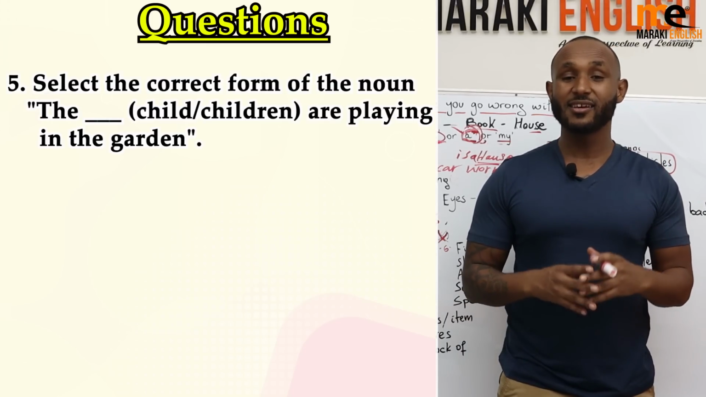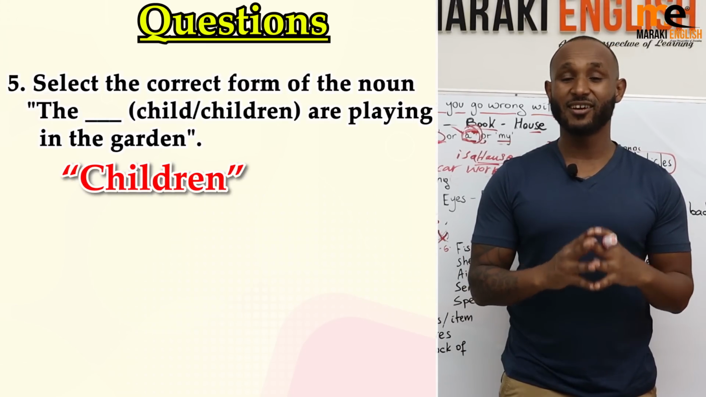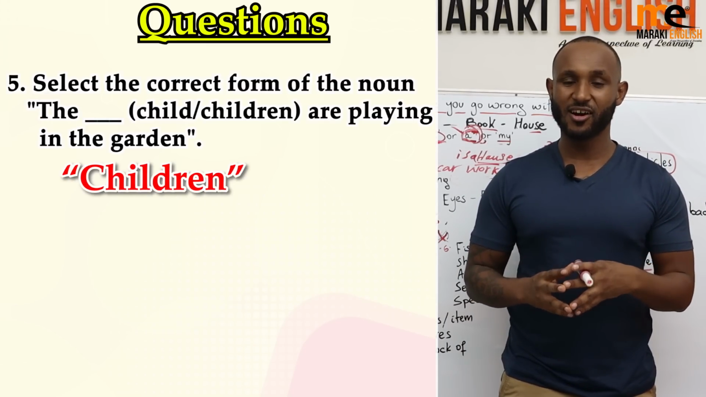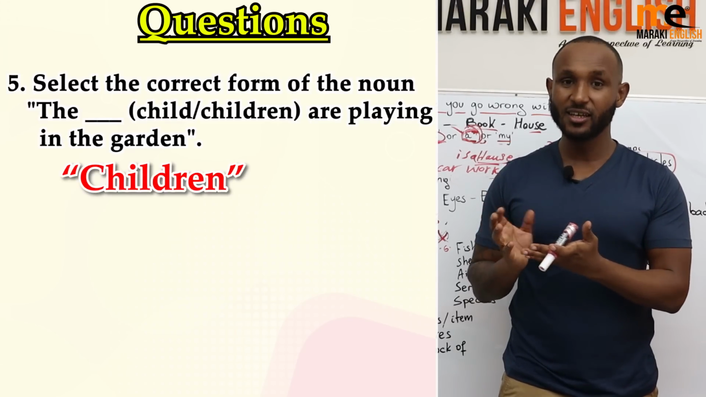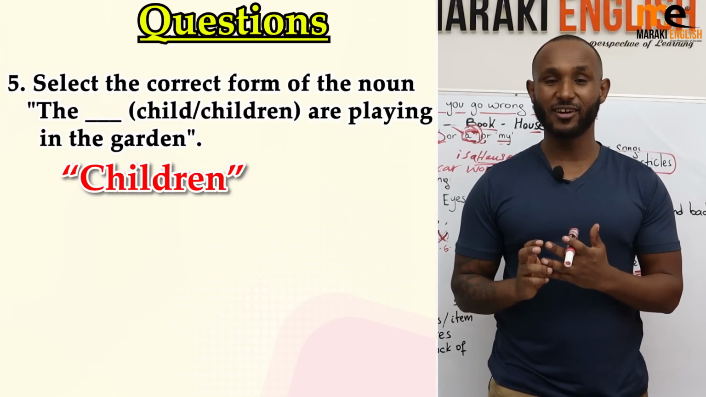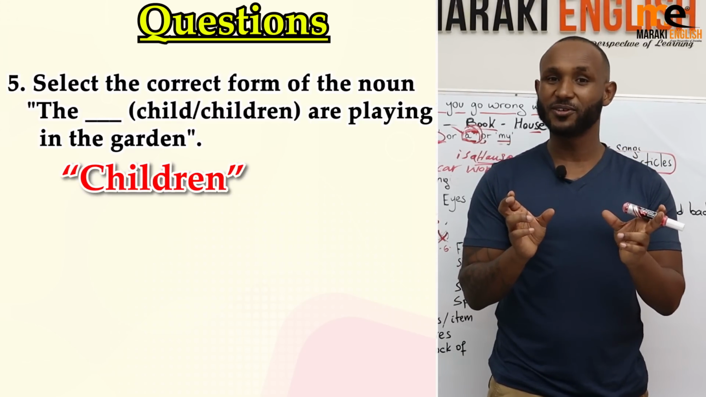The answer for that is the children are playing in the garden. The children are playing in the garden. We have are, so child is one, children, many, so the children are playing in the garden. Plural, plural.